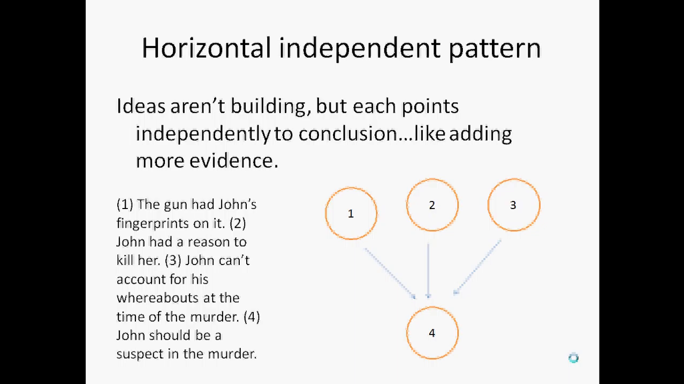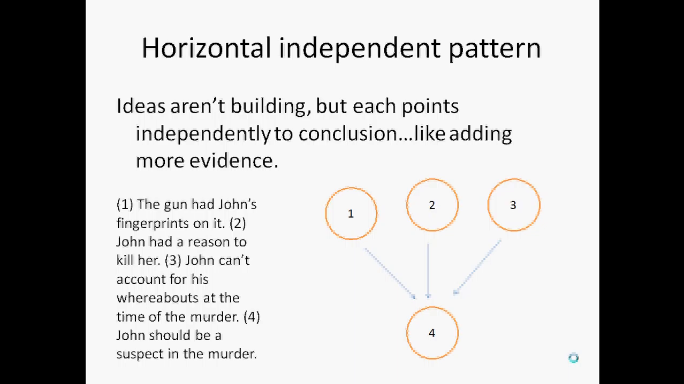Each one of these points to that. John's fingerprints are on the gun. John had reason. John can't account for his whereabouts. Each of these is pointing towards that conclusion. And so we could say they aren't dependent upon each other. You don't need them all. It's just more and more evidence. So essentially, each one's pointing towards the conclusion, but they aren't dependent upon each other.